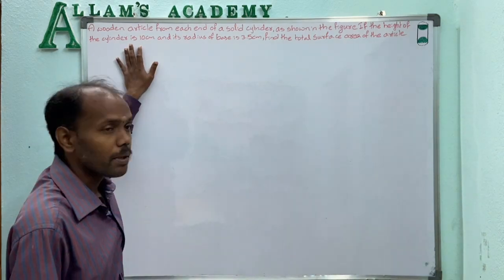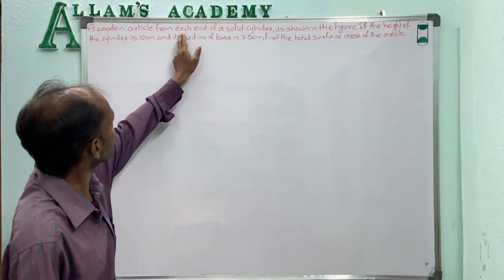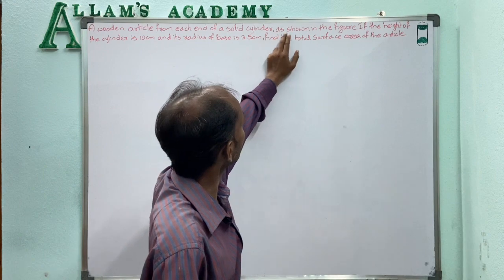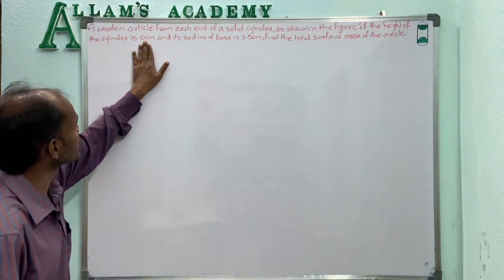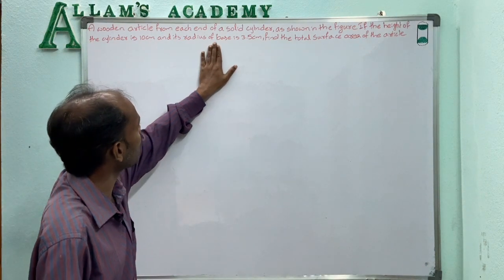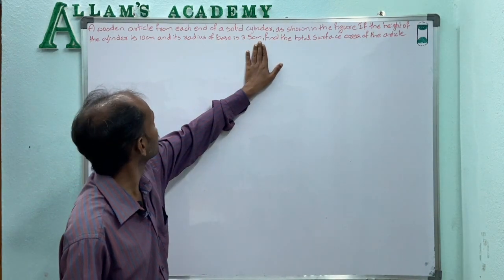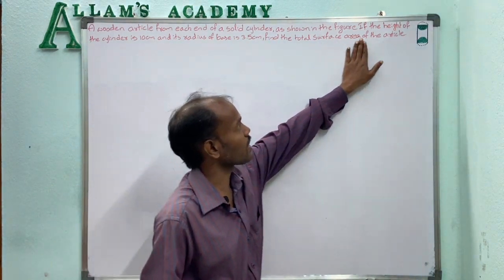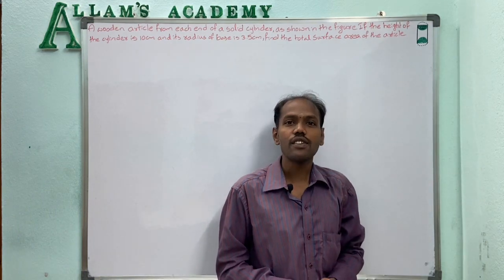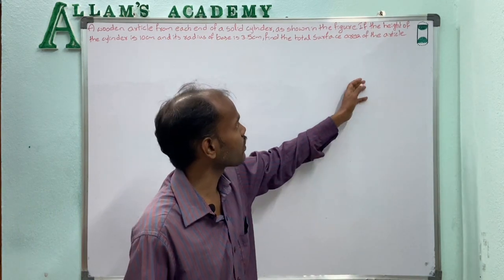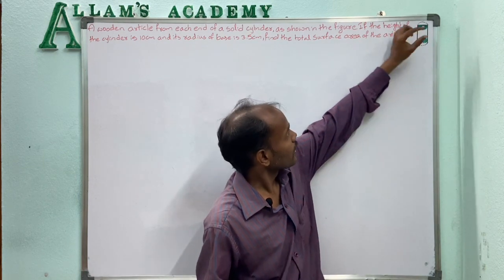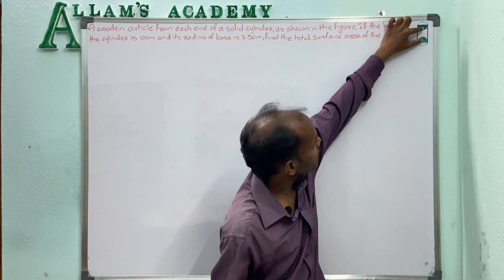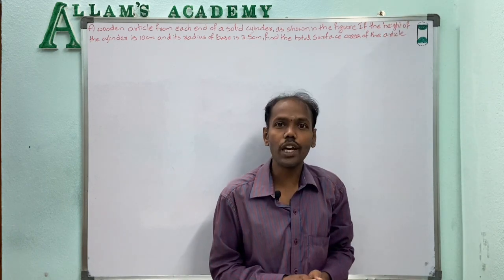So the given problem here is: a wooden article is made by scooping out a hemisphere from each end of a solid cylinder, as shown in the figure. If the height of the cylinder is 10 centimeters and its radius of base is 3.5 centimeters, find the total surface area of the article. So here, observe the figure: it is in the shape of a cylinder, but the top and bottom are joined with two hemispheres.